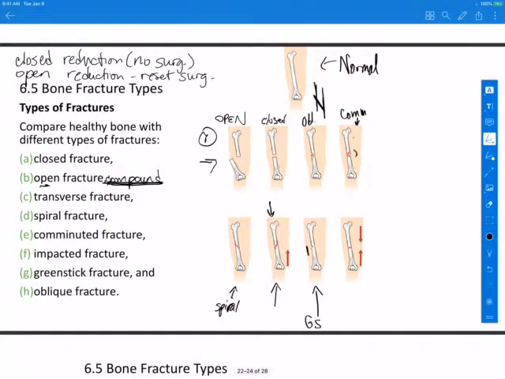The last type is the transverse fracture. The transverse fracture is basically when the break occurs straight across the long axis of the bone. So the break is at a right angle.